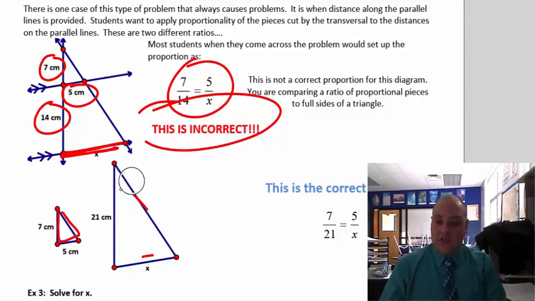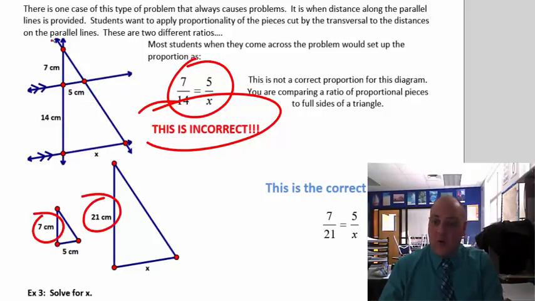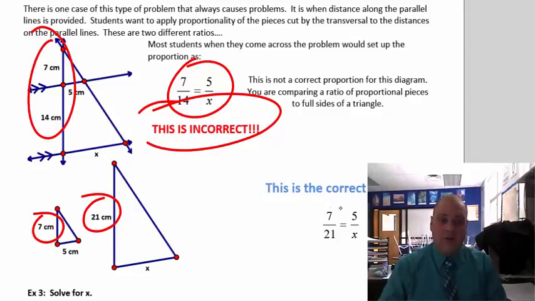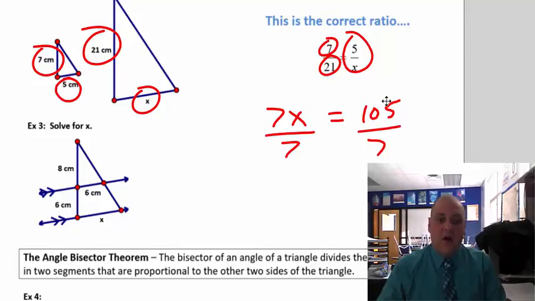So you have to go back to traditional proportions with the corresponding sides, like we have done in the past. So we would do 7 is to 21. Now 21 is the whole piece, 7 and 14. 7 is to 21 as 5 is to x. That would be the correct ratio there. So we do 7x equals 105, and then we divide by 7. I didn't even want to solve that one. I just wanted to show you what the correct ratio would be.